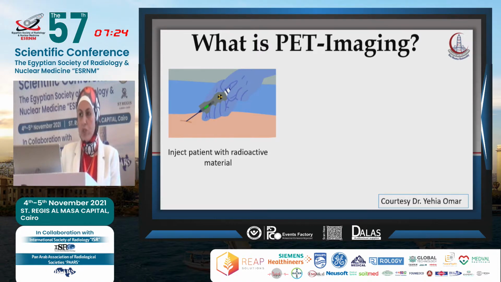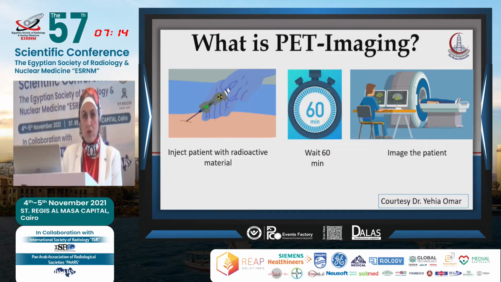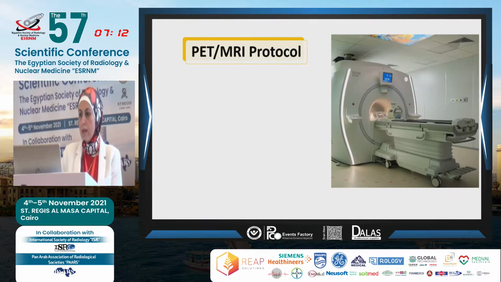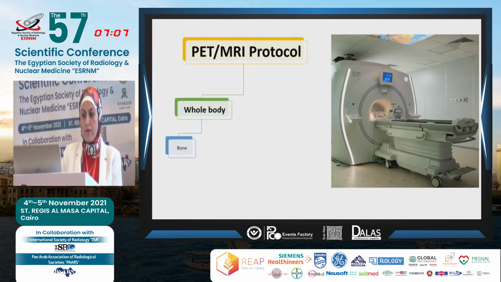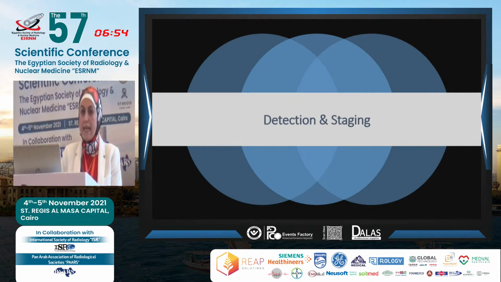For PET imaging, as we all know, we inject the patient with the radioactive material. The patient is allowed to wait for about 60 minutes, then imaging starts on the machine. The PET MRI protocol includes whole-body imaging for evaluation of the bone, lymph nodes, lungs, and the rest of the body. We also perform local multiparametric MRI for proper evaluation of the prostatic lesion. Let's talk about its value in every step of prostate cancer.